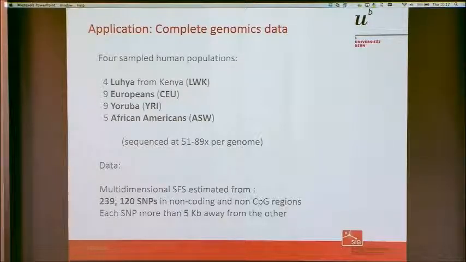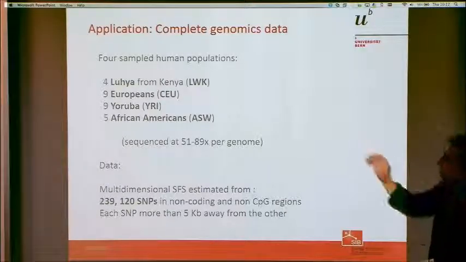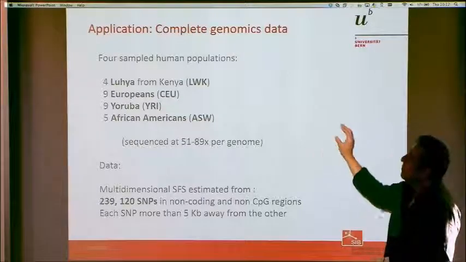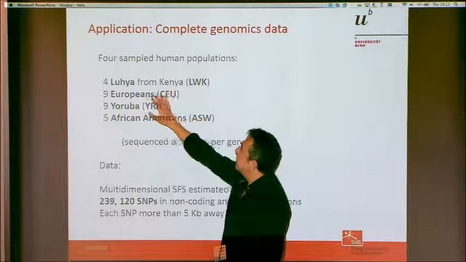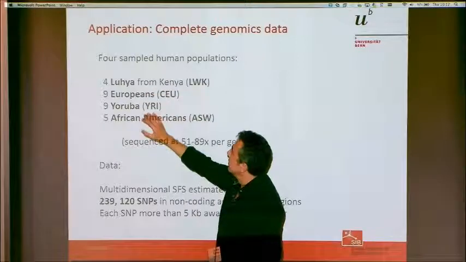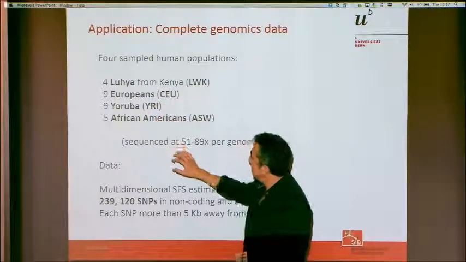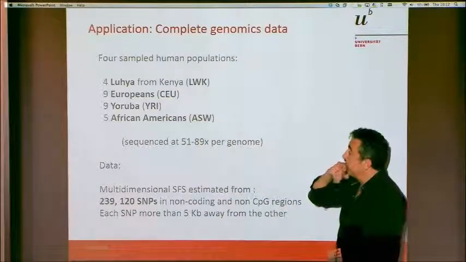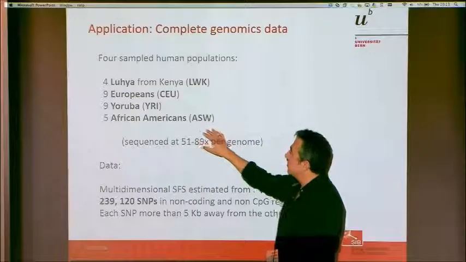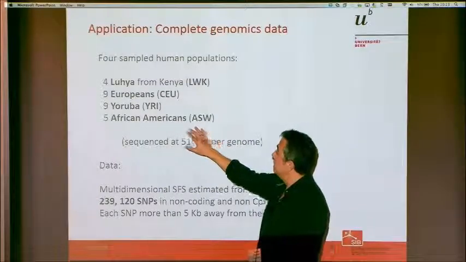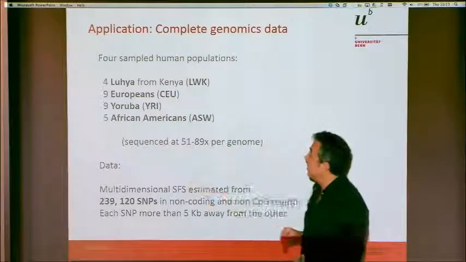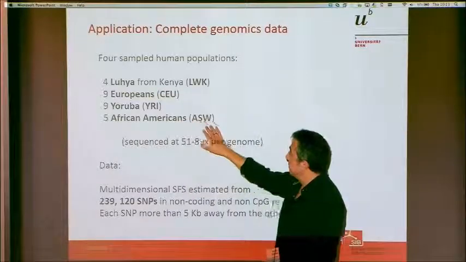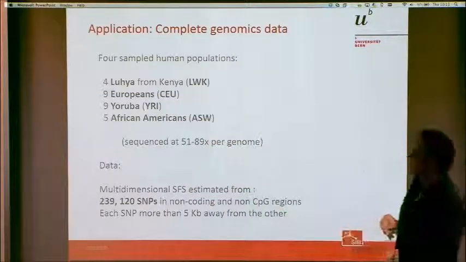Okay, so we first try to apply this methodology to some complete genomics data. In that case, we had 4 populations: Luya, a Bantu-speaking population from Kenya, some Europeans, CEU samples, some Yoruba, and some African Americans. The goal was to see if we can estimate the admixture rate of Europeans into this African American population from the southwest of the United States.